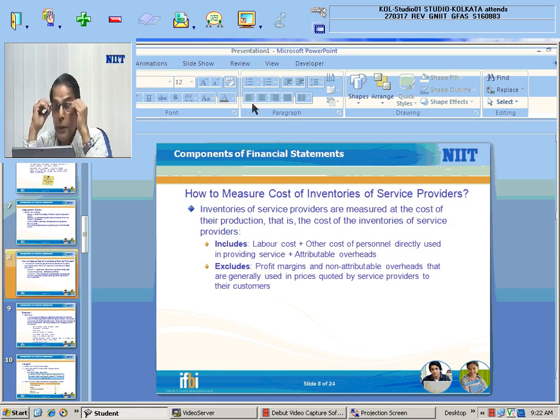Service providers, in businesses which are engaged in providing services, inventories of service providers are measured at the cost of their production. That is the cost of the inventories of service providers. It will include labor cost plus other cost of personnel directly used in providing service plus attributable overheads.